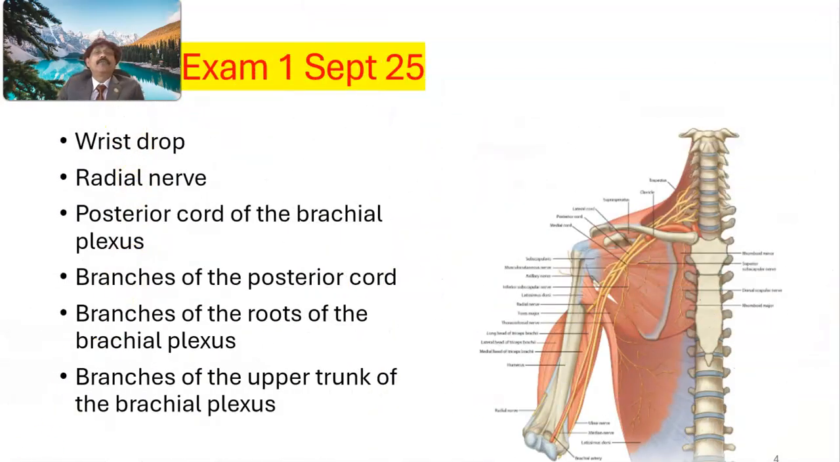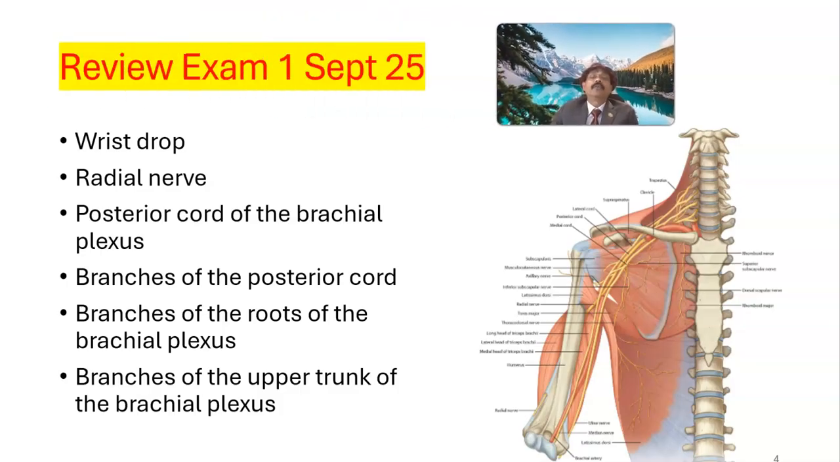Okay, what is wrist drop? Wrist drop is a condition where the person cannot extend the wrist, so you get wrist drop. It is due to a lesion of the radial nerve. It may also be due to a lesion of the posterior interosseous nerve, which is the continuation of the deep branch of the radial nerve below the supinator muscle.